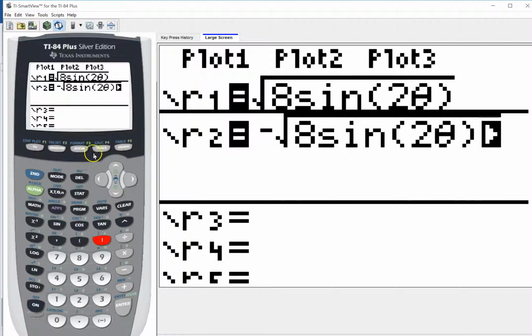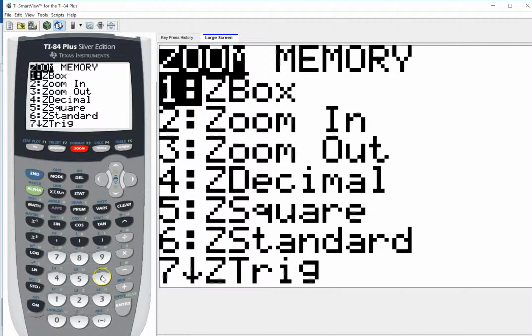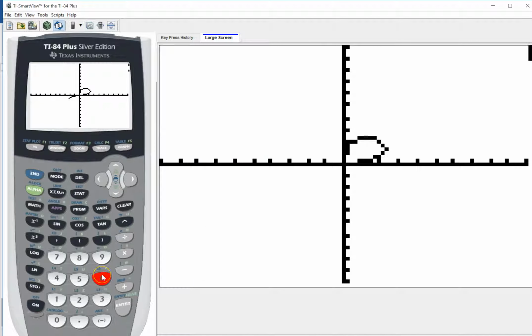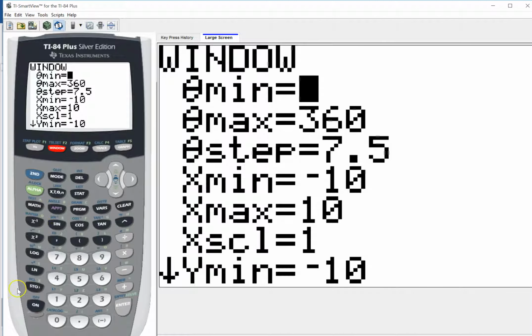Now, we're going to graph. So let's do zoom 6 for a minute. And that gives you a tiny little graph here. If you go into your window, so you're still graphing in X and Y, you know, in Cartesian. So it's sort of like morphing two graphs.